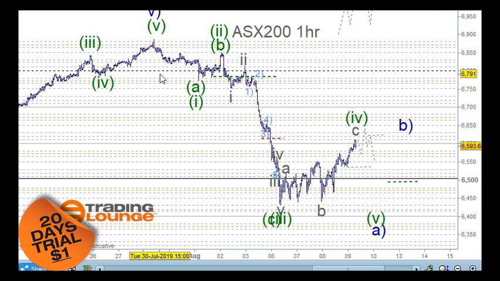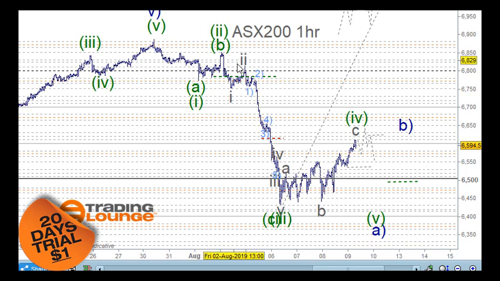So it leaves us in a place where this move down through here would be in 3 waves here. And what does that mean? Well, that means that it's a corrective pattern. That means that the market can make new highs from this point. It can just move up and make new highs.